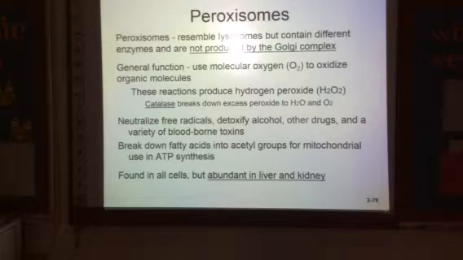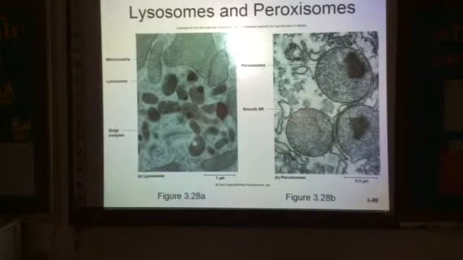I'm going to skip over peroxisomes. I don't really think that they're too important, and we've got plenty of other organelles to focus on.